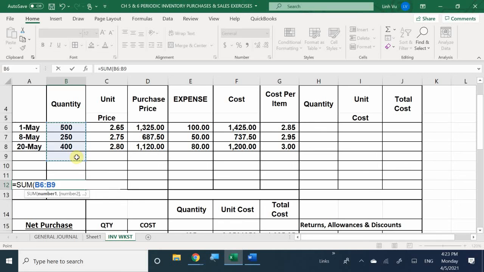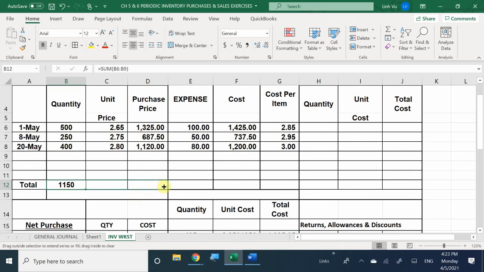Here, what is my total amount of purchases that I purchased originally? 1150. 1150. What was my total purchase price? $3,132.50. Good. What was my total freight? 230. 230. And lastly, what is my total purchase cost? 33.62. Good. Okay. Now that's just my total purchases.